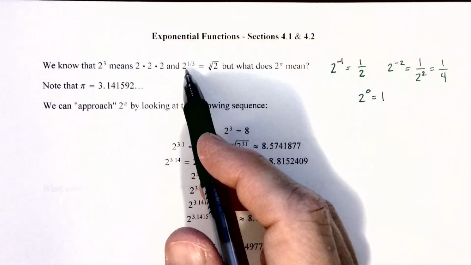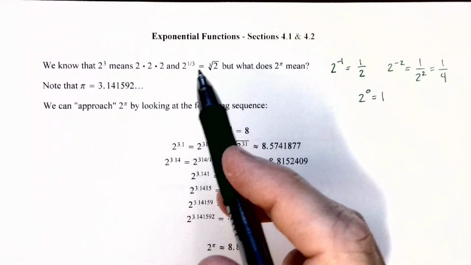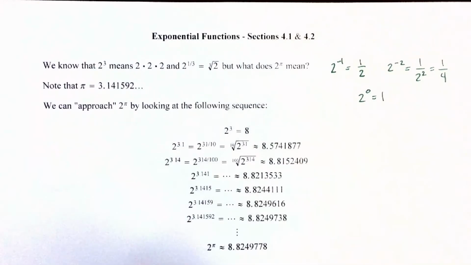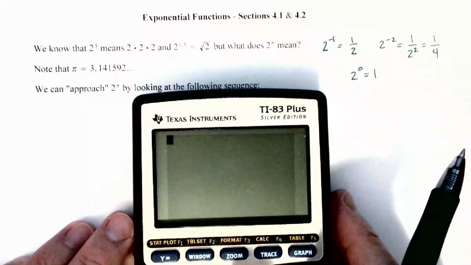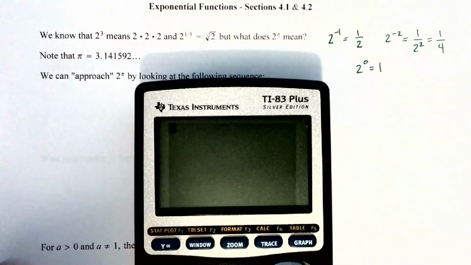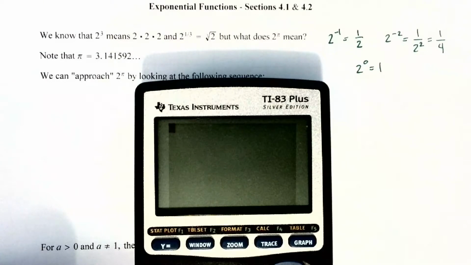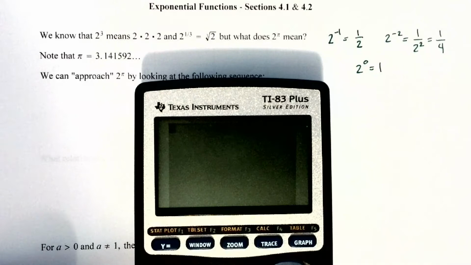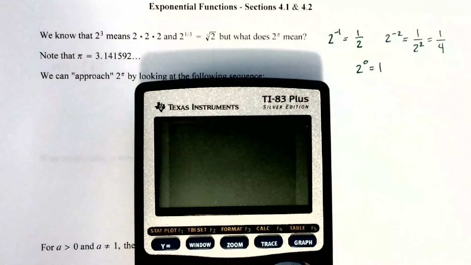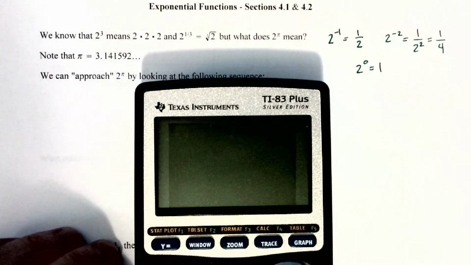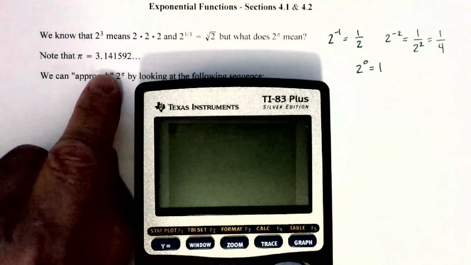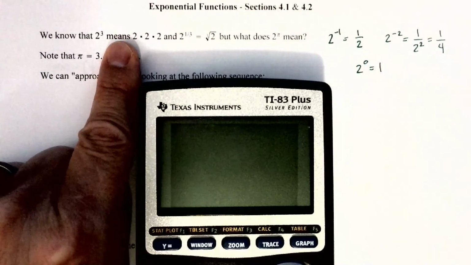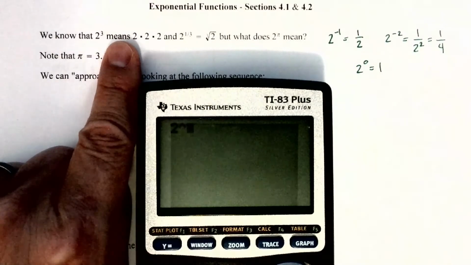So what we're going to do is actually approach, if you will, 2 to the pi. And I showed it down here, but let me just illustrate this in the calculator. First of all, if I just start at 3, we know what 2 to the third power is. I'll do that in the calculator here.